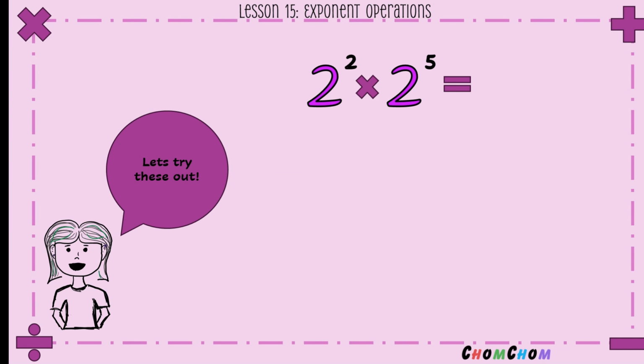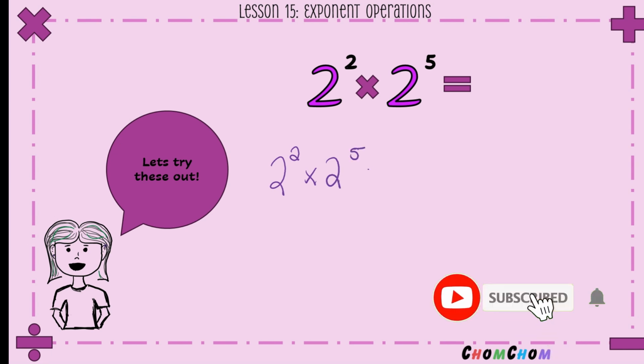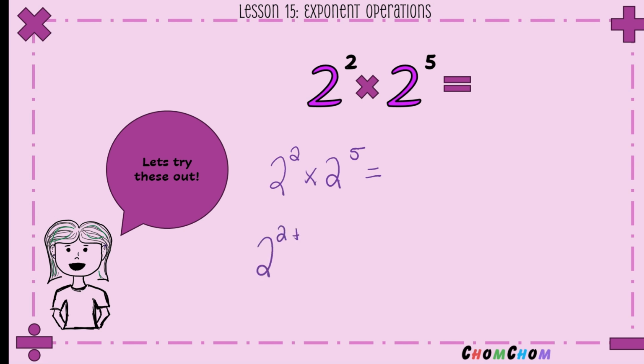Let's try these out. So first we have 2 squared times 2 to the 5th. Okay. So what do we do here? What are we supposed to do? Do you know? Okay, so if we have 2 times this, well, we can actually rewrite this as 2 plus 5.